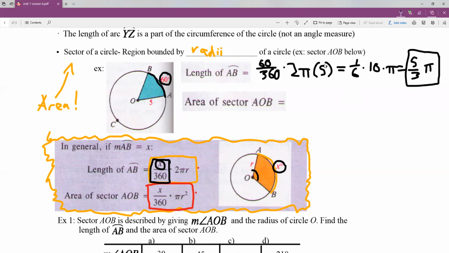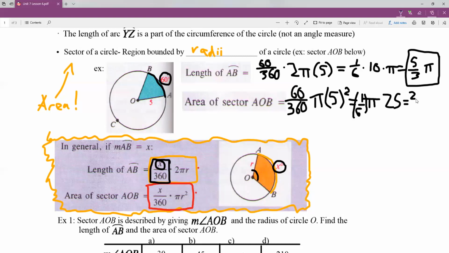Now we do the same thing to find the area of the sector. We need the same things: the degree measure and the radius, and we just plug them into this formula right here. So very similarly, 60 over 360 times pi r squared, which is 5 squared. So it's 1/6 pi times 25. Sorry about my handwriting. It's just going to be 25 over 6 pi.